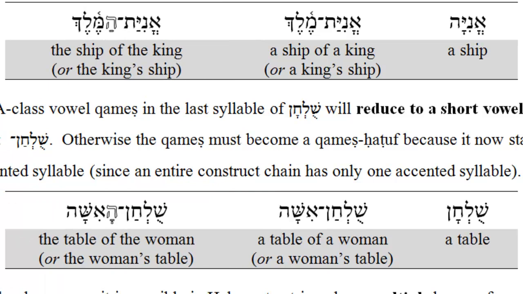Notice then how we say a ship of a king. Oniyat melech. Or if it's rendered definite, the ship of the king, oniyat hamelech. Soon you'll become very skilled at noticing that a patach tav ending of a word is very likely indicating that this is a word in construct with the next one.